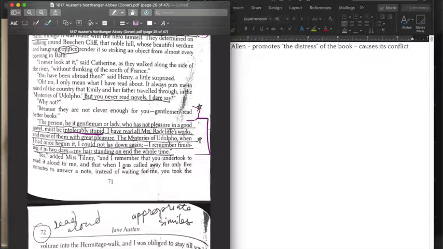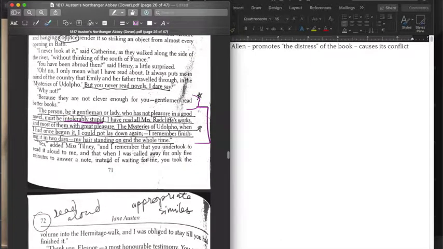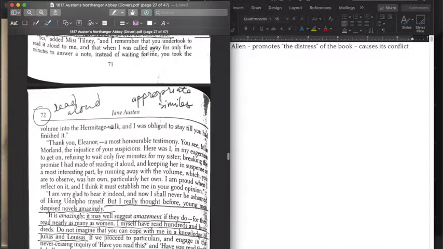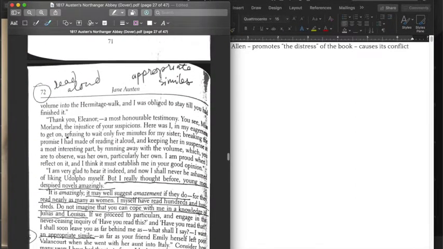Yes, added Miss Tilney, and I remember that you undertook to read it out aloud to me, and that when I was called away for only 5 minutes to answer a note, instead of waiting for me, you took the volume into the Hermitage Walk, and I was obliged to stay till you had finished it. Thank you, Eleanor. A most honorable testimony. You see, Miss Moreland, the injustice of your suspicions.